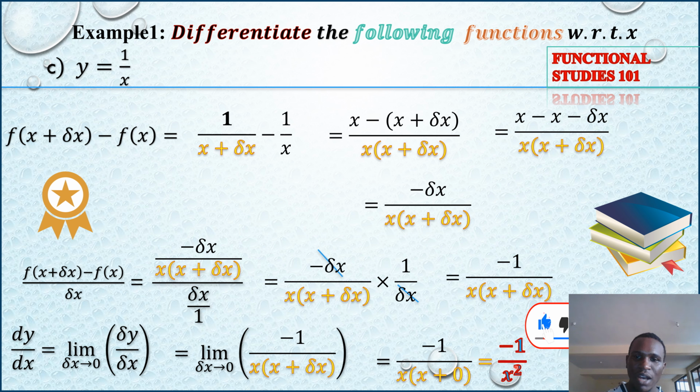Okay, that will give you minus 1 over what? Because this is now 0, you replace it here by 0. Delta x alone is tending to 0. It's not x that is tending to 0, it's delta x. You replace delta x by 0. Take note, you are left now with x times x. Okay, x times x is x squared. So the derivative of y equals 1 over x is the same as what? Minus 1 over x squared.